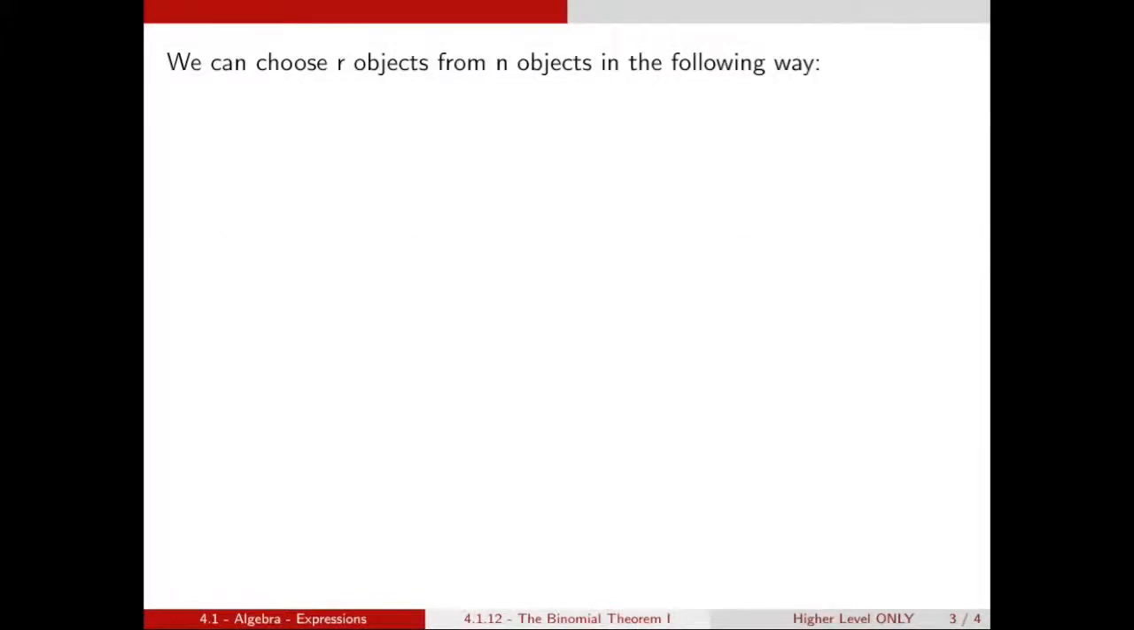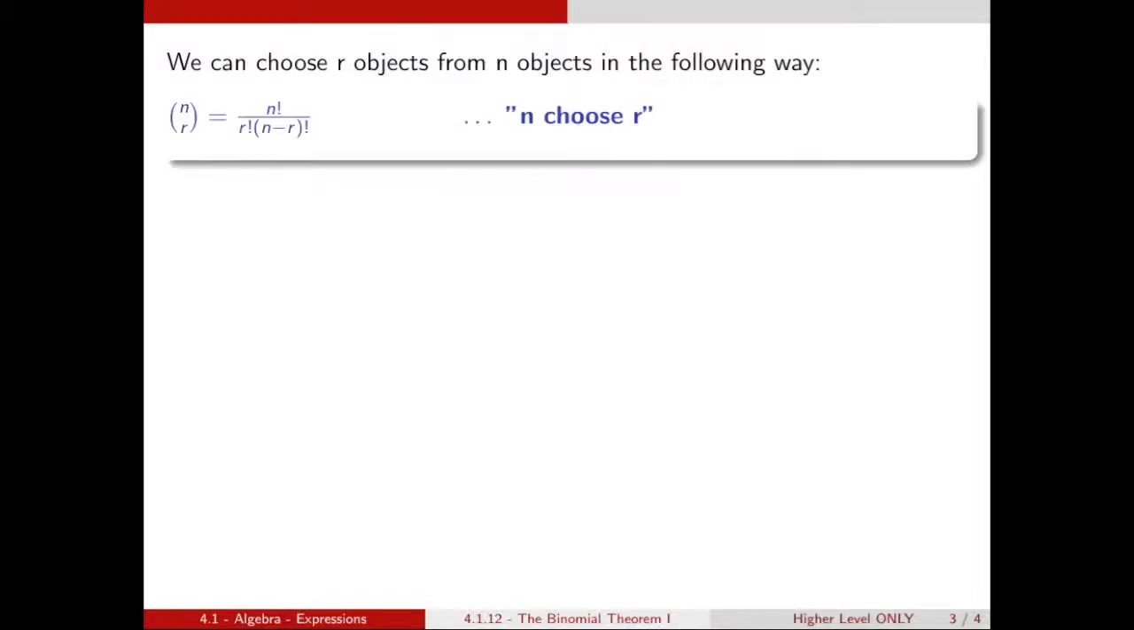Now here's another concept. We can choose r objects from n objects in the following way. We use some new notation, n r surrounded by brackets, and it's pronounced n choose r. And that's equal to, again by definition, n factorial over r factorial times n minus r factorial. So an example here, 5 choose 2. How many ways can you choose 2 objects from 5?